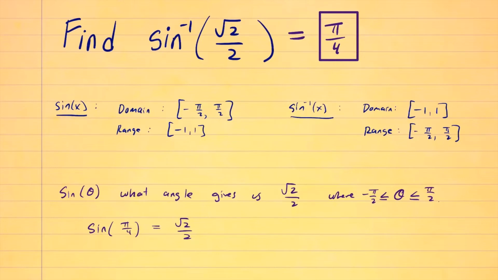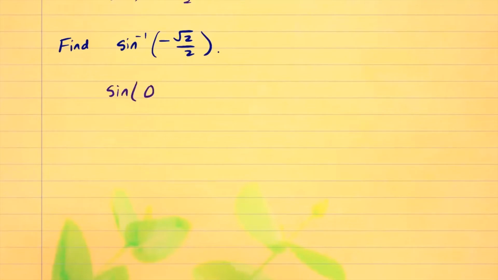Now, what if the exact value is negative? Let's say now we want to find sine inverse of negative square root of 2 over 2. Same idea. We want to know sine of what angle gives us negative root 2 over 2, where the angle lies within the restricted domain of negative pi over 2 to pi over 2.